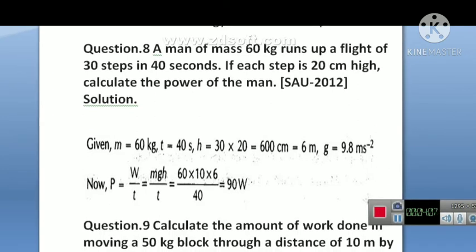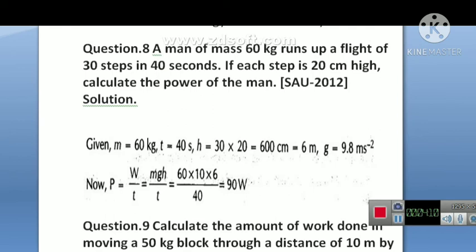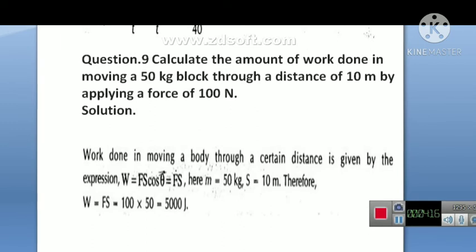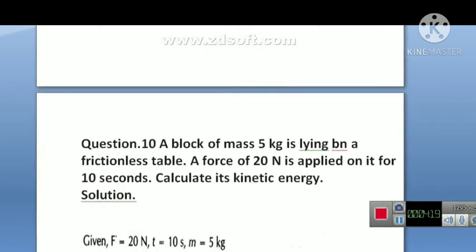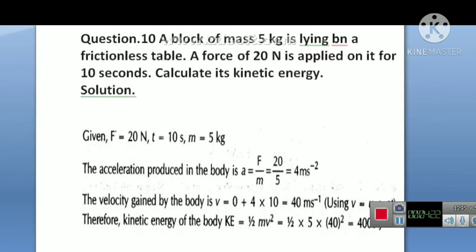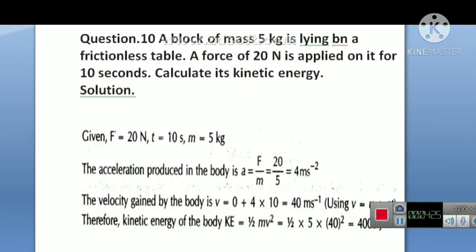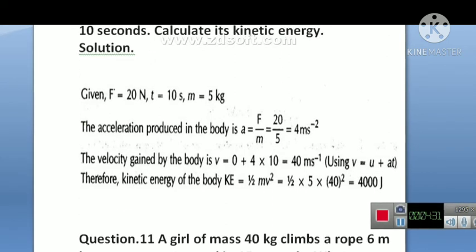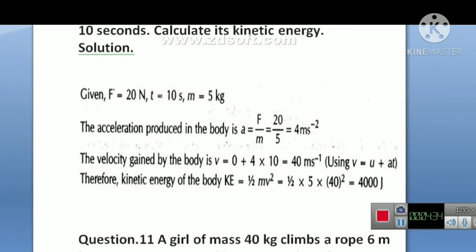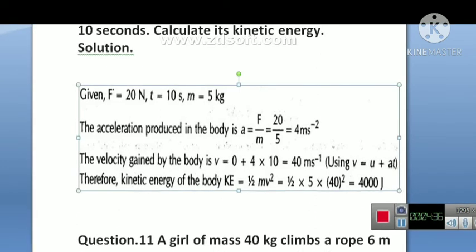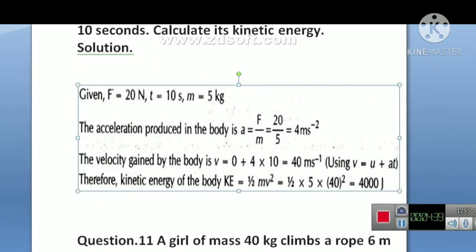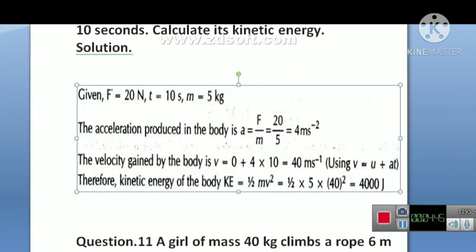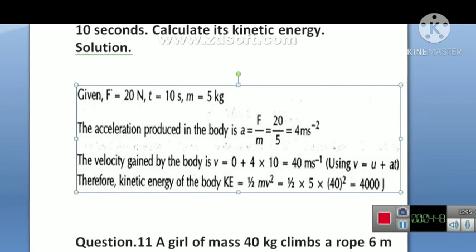Now we will see the next question. Calculate the amount of work done. Here we will see how we have calculated the velocity from the equation of motion. V is equal to u plus at. From this formula we have calculated the velocity gained by the body. So the body has initial velocity 0, and 4 is the acceleration that we have seen now here.